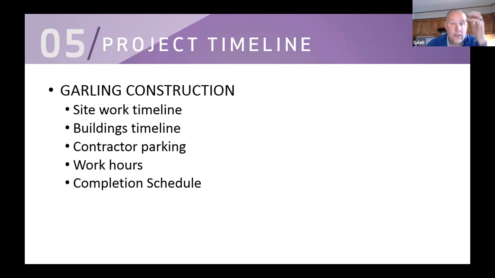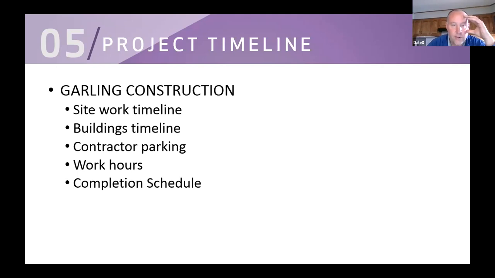Working hours, we have normally been around 8 to 4, 4:30. The earliest we would ever be there would be 7 o'clock, and possibly work until 5, I would say, would be the latest. I don't know if anybody's got any issues with that, but they can bring it up in questions if they do. We'd be more than happy to work around that.